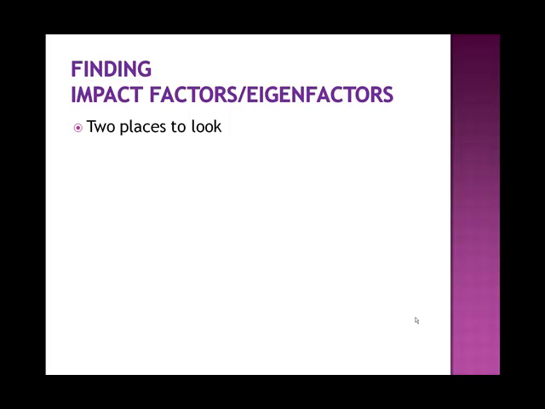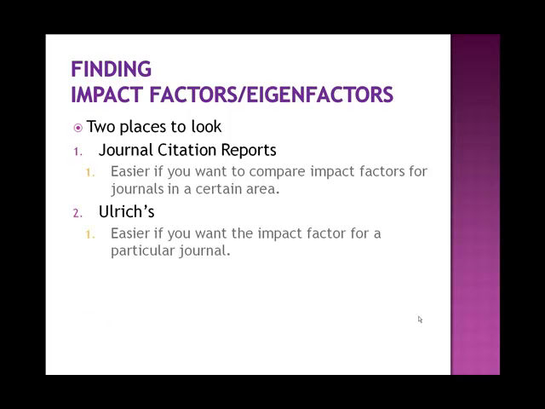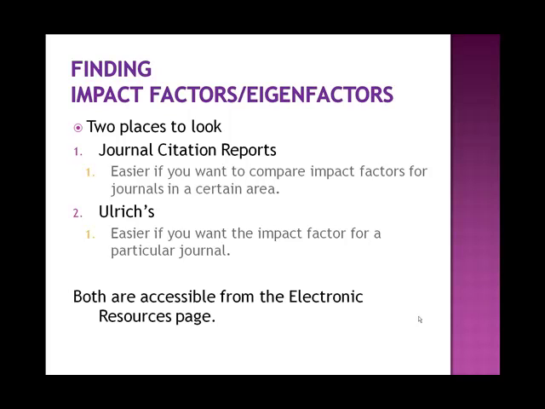If you want to find the impact factor or eigenfactor for a given journal, you have 2 places that you can look. The first is Journal Citation Reports, which is the database that's put out by ISI. This is easier if you want to compare impact factors for journals within a certain area. It's a little tricky if you're trying to search for a particular journal. The second is Ulrichs. And again, this is easier if you want to find the impact factor for a particular journal, and they actually link out to Journal Citation Reports. It's just a slightly easier interface. Both of these are accessible from the electronic resources page.